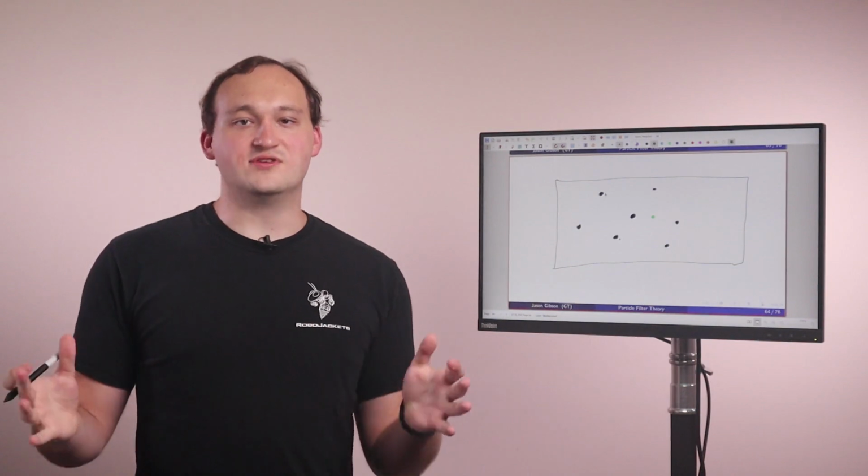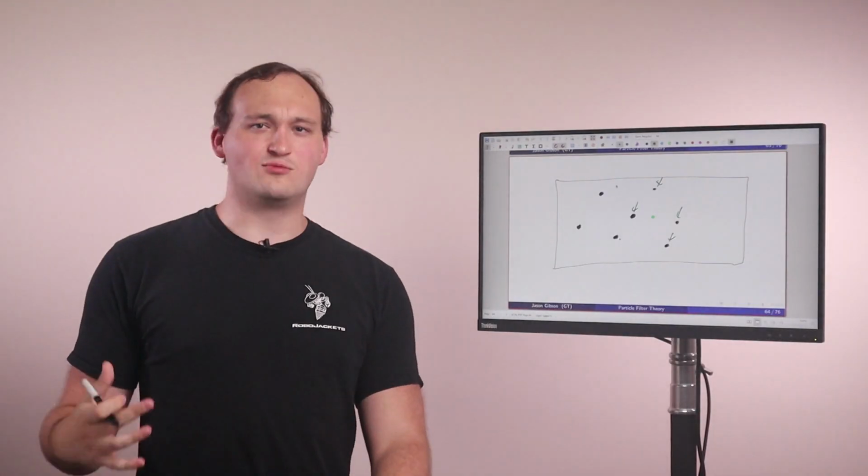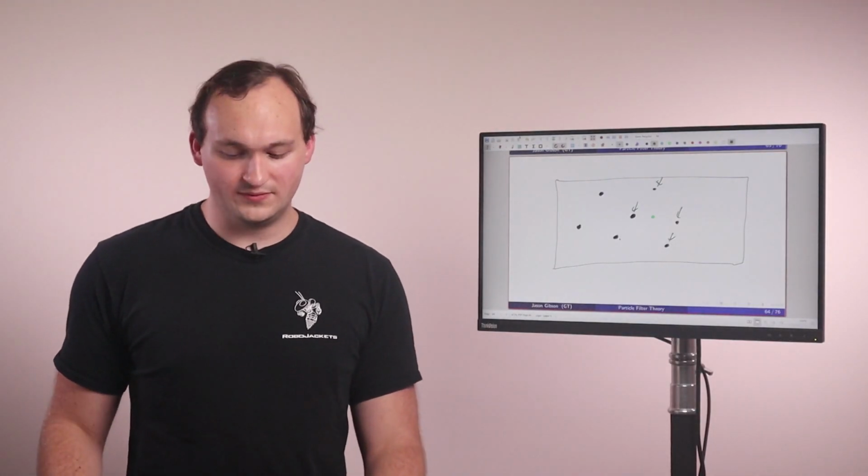Now I've moved my particles, they moved around the screen, and then what we can do is we have this green dot. This is essentially a sensor reading saying that I think my robot is here based on the sensor reading that I just got. Now that I have all these guesses, I can say, which guess is more likely than others? You'd probably say that this one, or this one, or this one, or this one is much more likely than any of the others. And since these guesses are more likely, we want to use those moving forward.